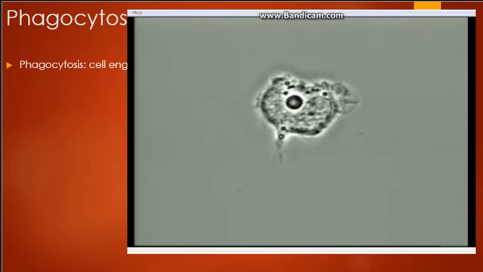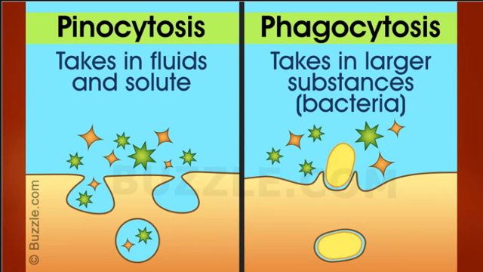Okay, so the white blood cell has that kind of amoeba-like movement, and it surrounds the pathogen and gets rid of it, all right? And so he called it a macrophage, so big eater, phage, to eat, right? Big eater. So pinocytosis, taking in the solutes, the fluids mostly. Phagocytosis is taking in larger substances, bacteria, things like that.